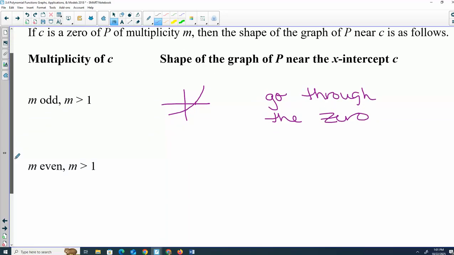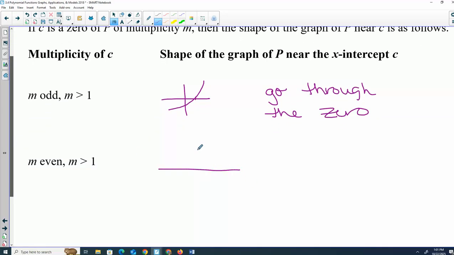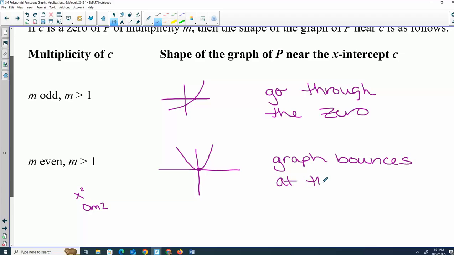But when your multiplicity is even, think about x squared. If I just gave you x squared, you have your 0 is 0 with the multiplicity of 2, right? What does the graph of x squared do at 0? It touches it and bounces back up. Anytime your multiplicity is even, the graph will bounce at the 0. So odd multiplicities go through, even multiplicities bounce.